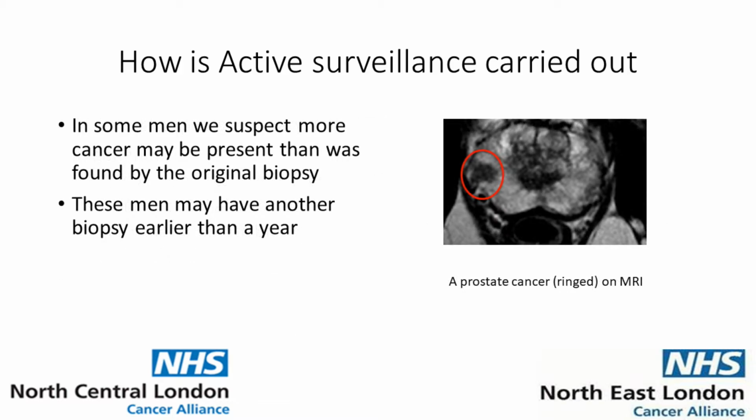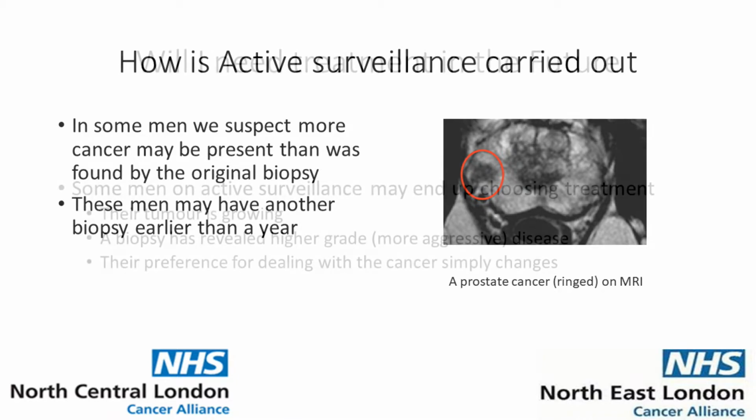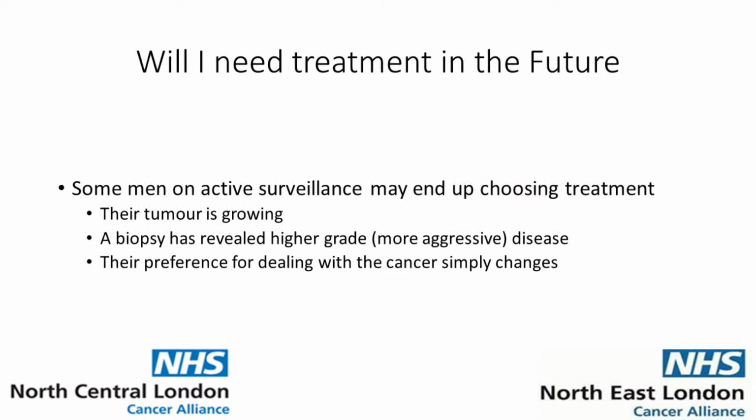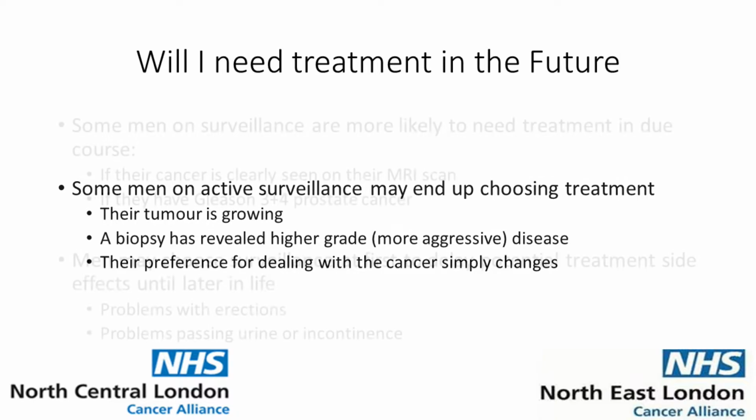In some men, we suspect more cancer may be present than was found in the original biopsy. These men may have another biopsy earlier than a year. You can see an image there on the right. Some men on active surveillance may end up choosing treatment for various reasons. Either their tumour is growing, or another biopsy has revealed a higher grade or more aggressive tumour, or their preference for dealing with the cancer simply changes.